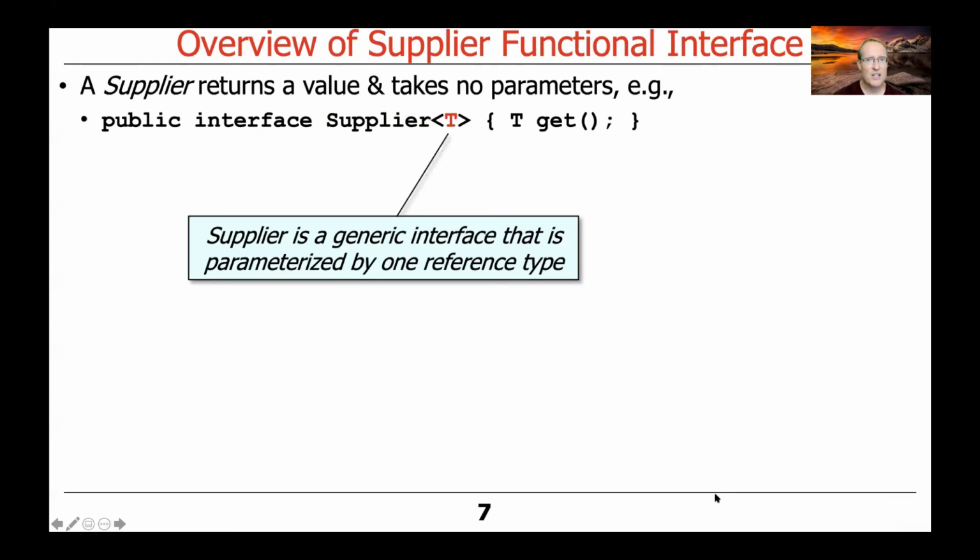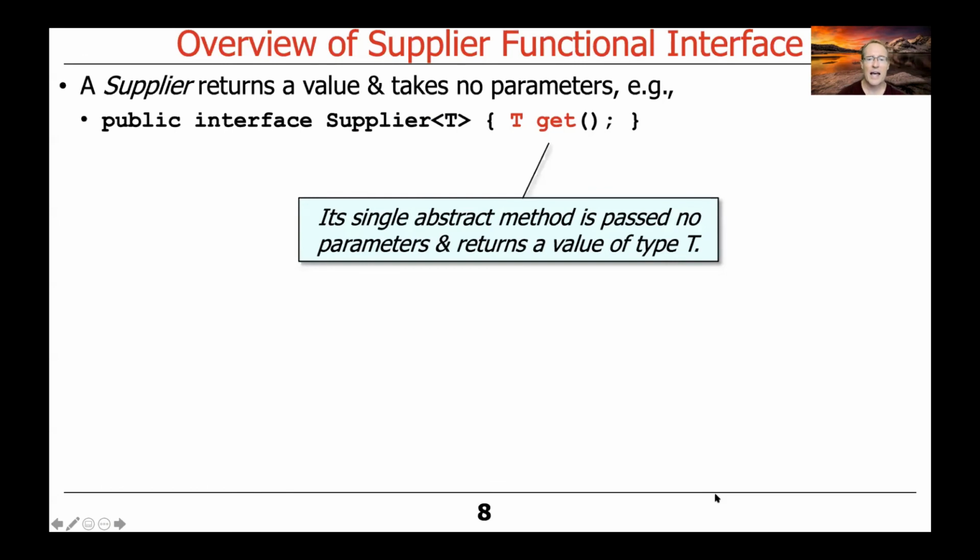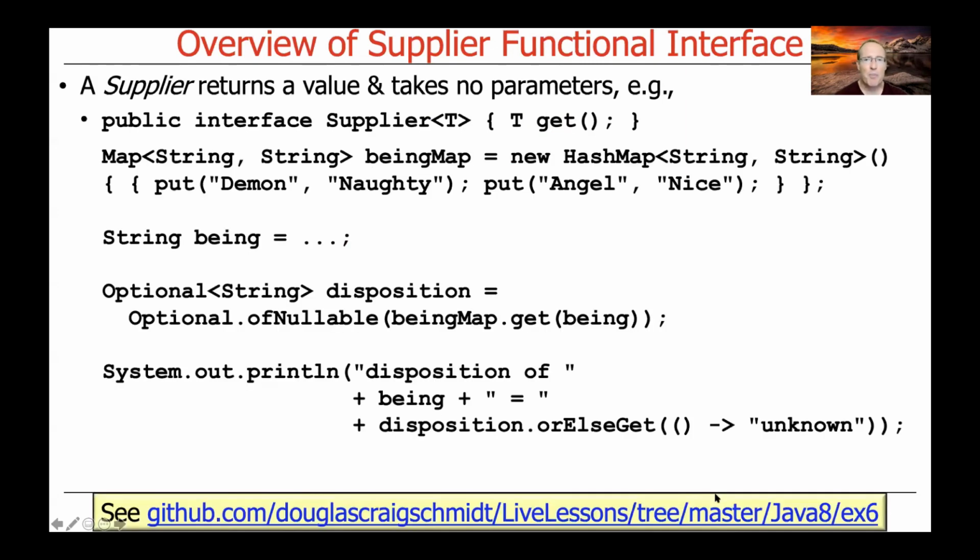So supplier is a generic interface that's parameterized by a reference type, and get is the single abstract method that's passed no parameters and returns a value of type T. The example we're going to look at here is kind of a fun one, and it's also going to give us a chance to show off some other modern Java features such as optionals.